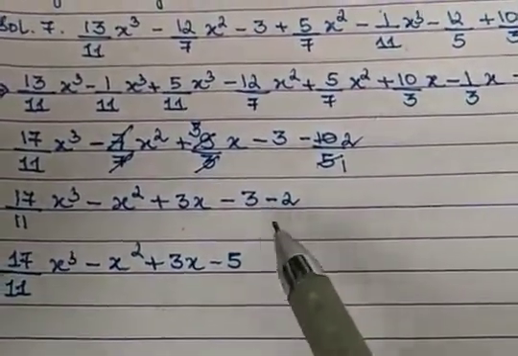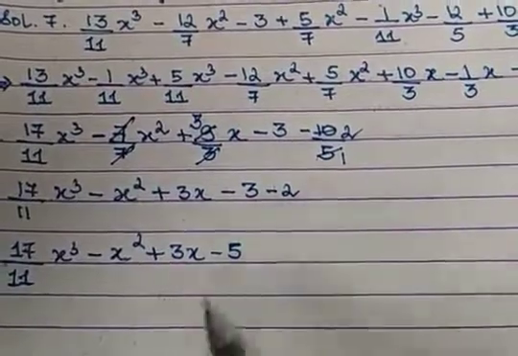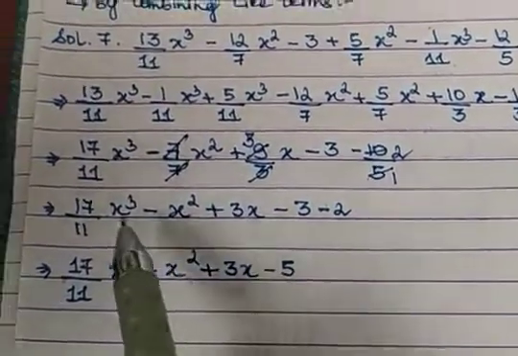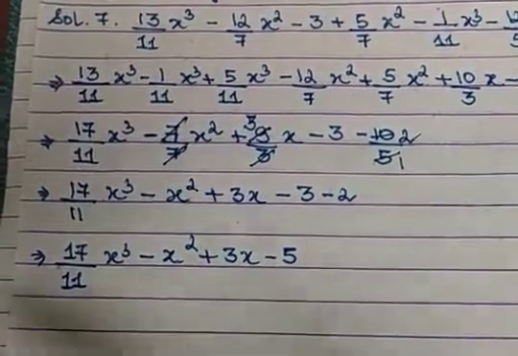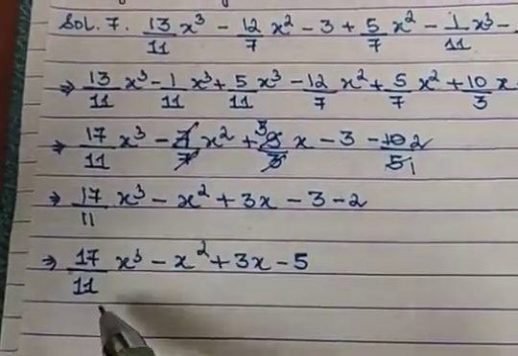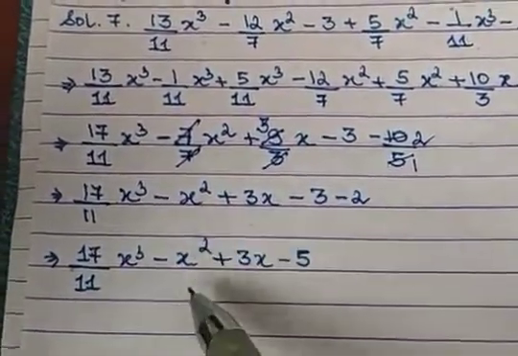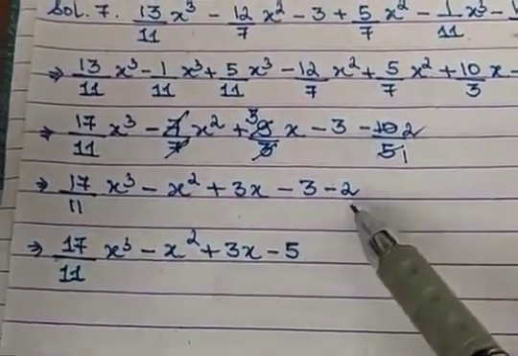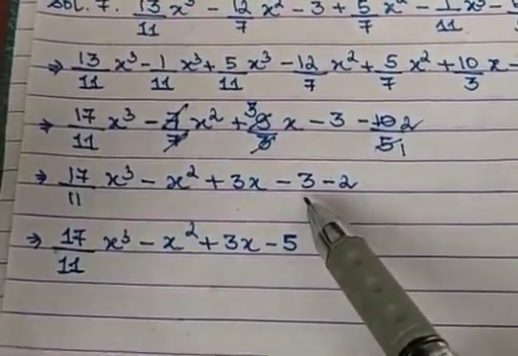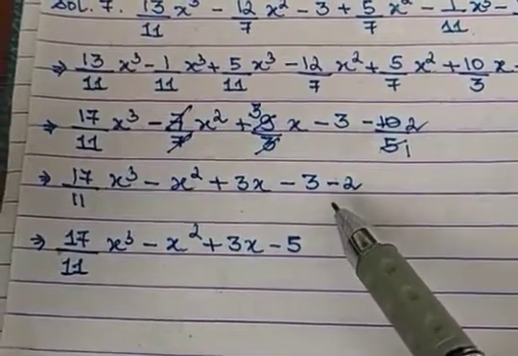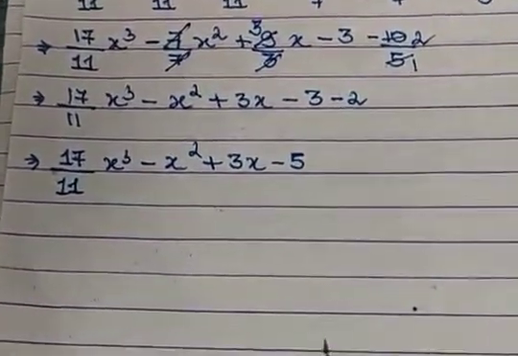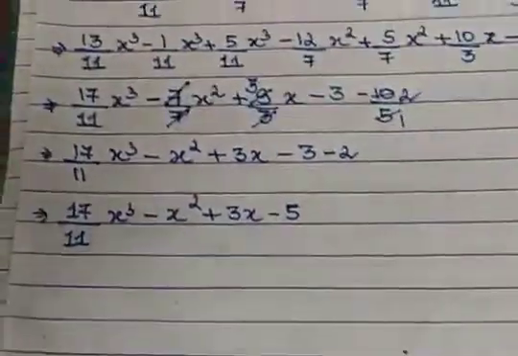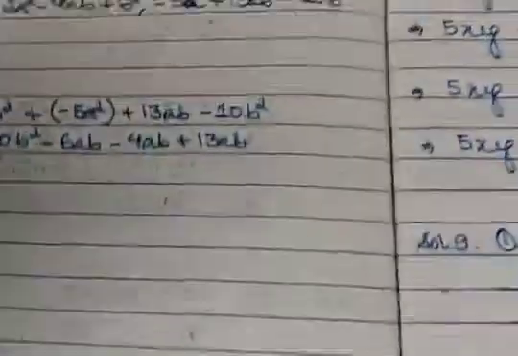Why? Just because these two terms are like terms, isn't it? The remaining terms are unlike terms, and we know that unlike terms cannot be added or subtracted, so they remain as they are. So 17 divided by x cubed minus x squared plus 3x. And now comes the like terms, so that is minus 3 and minus 2. We know that same signs are added and the sign remains the same, so it is minus 5. Is it okay? I hope kids have understood this one as well.